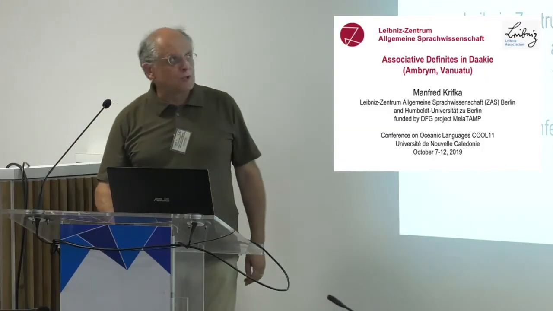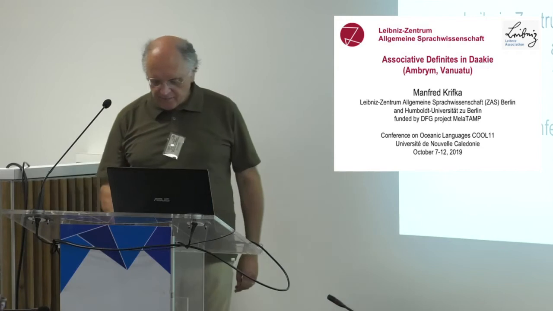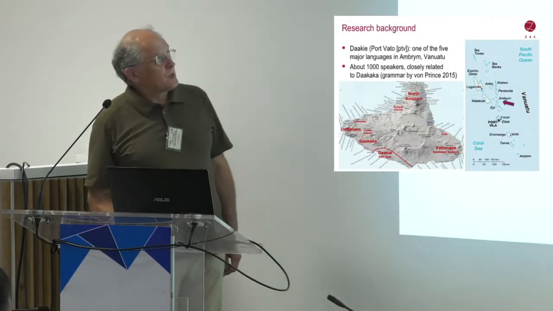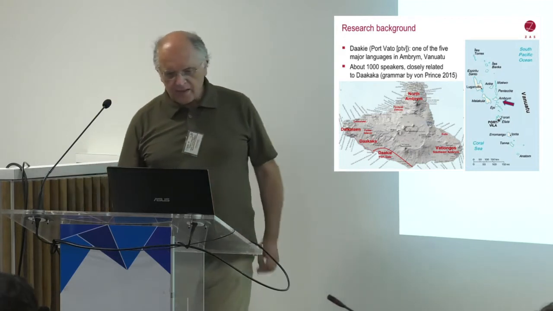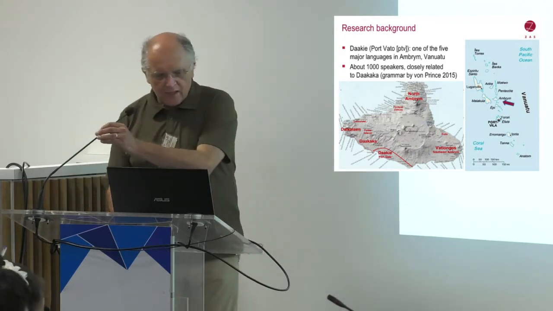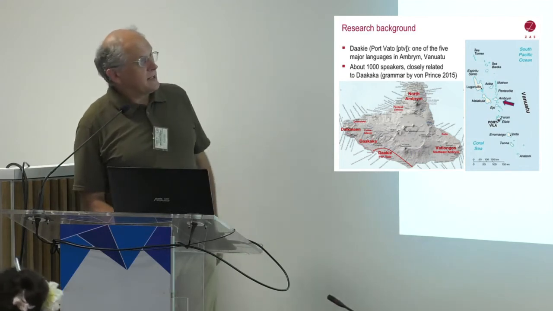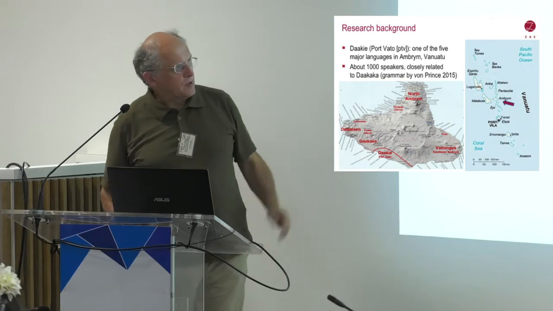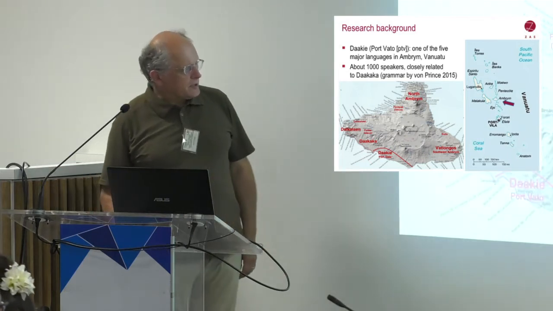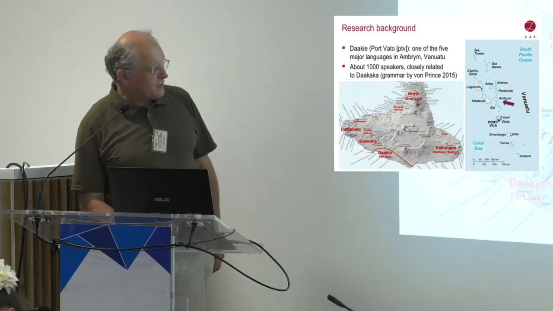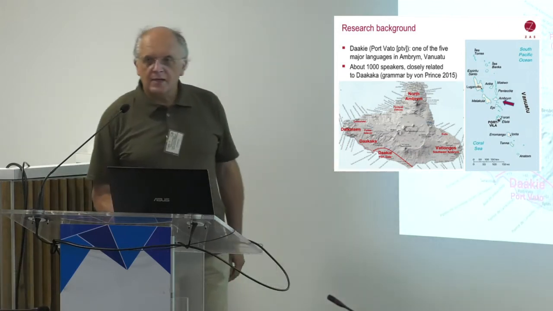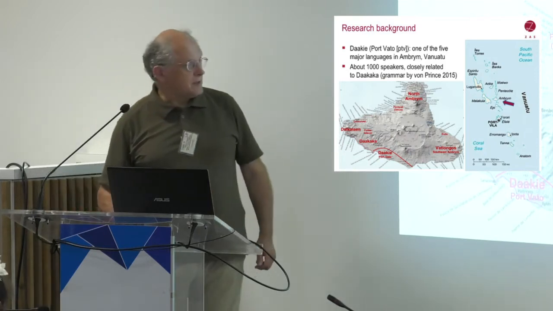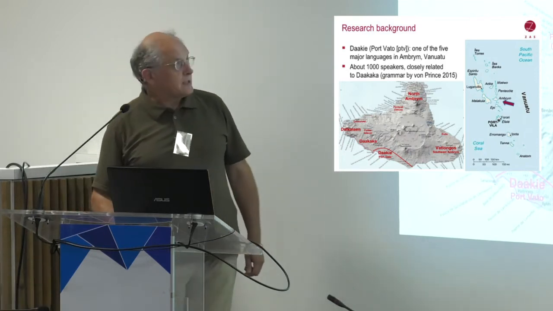I will talk about associative definites in Daakie, a language in Vanuatu, as you know by now. So the research background of this talk: Daakie has about 1,000 speakers. It's spoken on the island of Ambrym. These are the languages of Ambrym. There are five larger languages, and Daakie is spoken here. It's better known as Potvato, but the name used by the speakers of the language is Daakie.